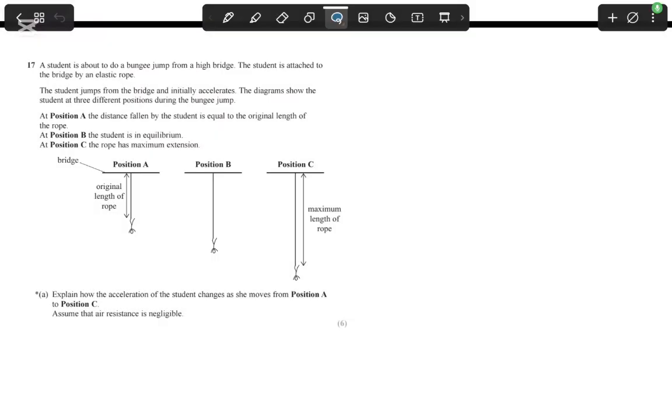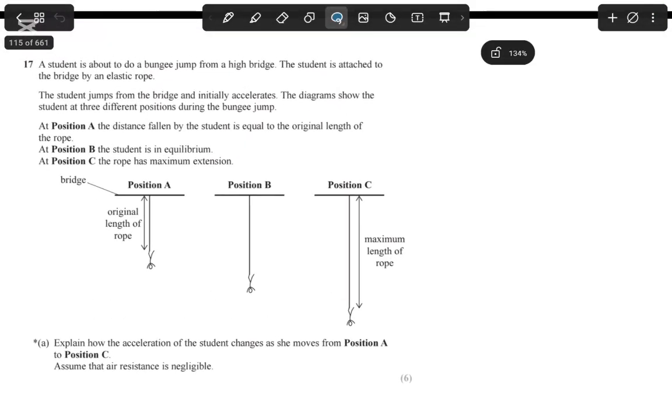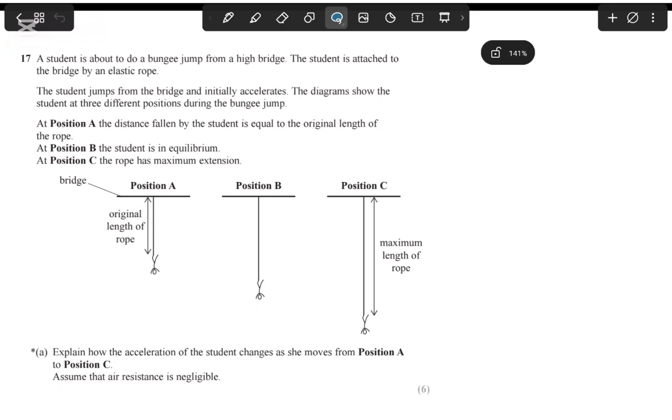Okay, now we're going to be doing question 17. It says a student is about to do a bungee jump from a high bridge. The student is attached to the bridge by an elastic rope. The student jumps from the bridge and initially accelerates. The diagrams show the student at 3 different positions during the bungee jump. At position A, the distance fallen by the student is equal to the original length of the rope. At position B, the student is in equilibrium. And at position C, the rope has maximum extension.